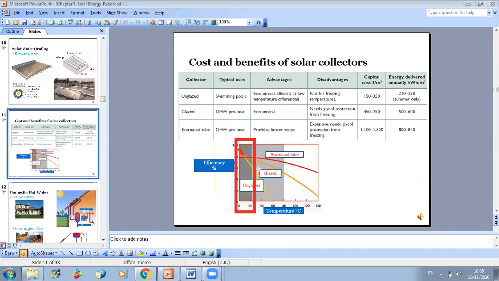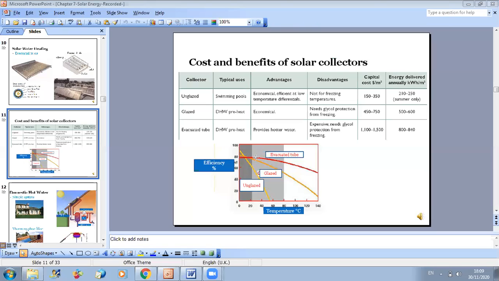On the other hand, as the temperature increases, you can see that we have a decrease in performance of the unglazed type. So we have a large drop of efficiency with temperature. This is why we say that it's not advised to use the unglazed type when we need to heat the fluid a lot. Now, for intermediate temperatures, when you exceed 20 degrees, the most efficient type is the evacuated tube.